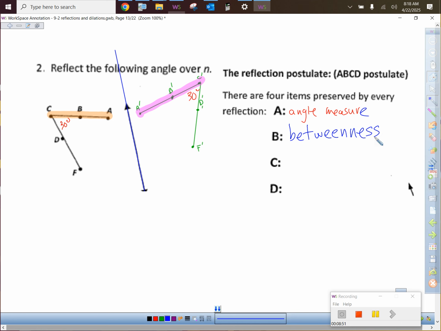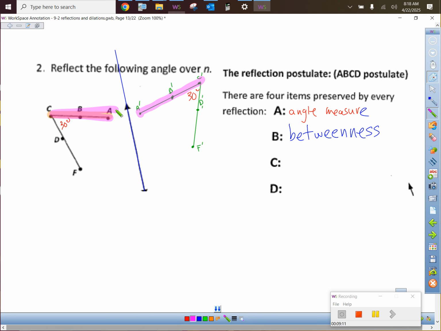Betweenness is preserved. These are test questions, by the way. You'll see this 5,000 times between now and test day. What are 4 things preserved by every reflection? Angle measure, betweenness. C is the tough one. How do you feel about these 3 points right here? Did they all line up? Yes or no?